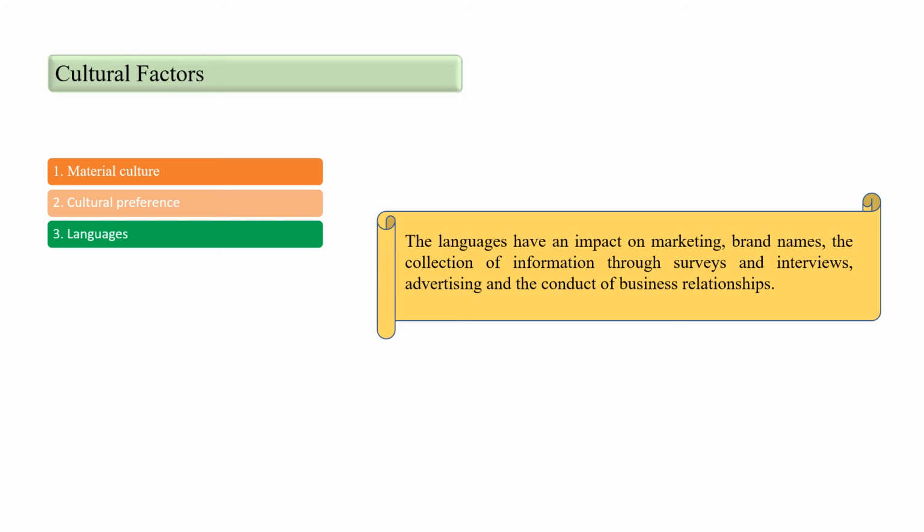The languages spoken and used in a country have an impact on marketing, brand names, the collection of information through surveys and interviews, advertising, and the conduct of business relationships. Languages might vary between regions of a country, and some countries have more than one official language. For example, Canada has 2 official languages, Switzerland has 4 main languages, and Kenya has 22. The number of languages spoken in a country usually gives a very clear indication of the level of diversity in culture and attitudes. However, even countries where only one language is spoken can have regions of wide cultural diversity.